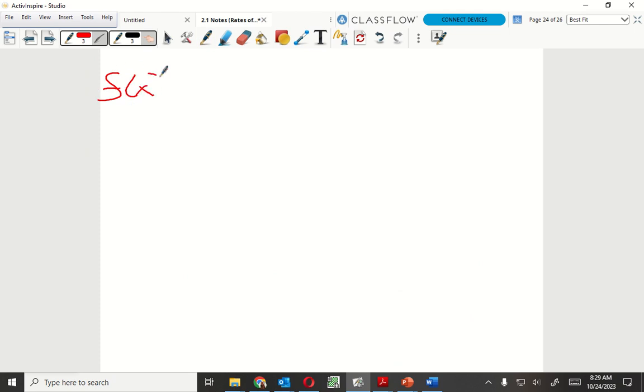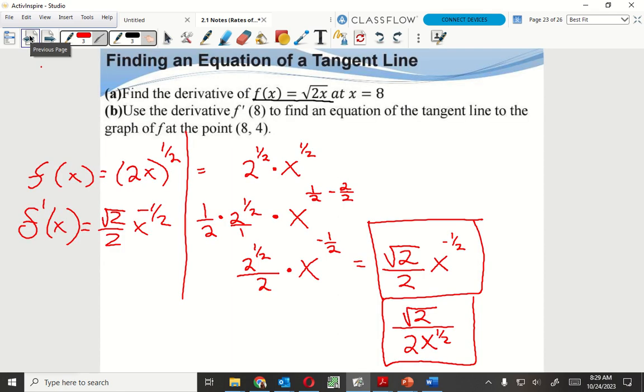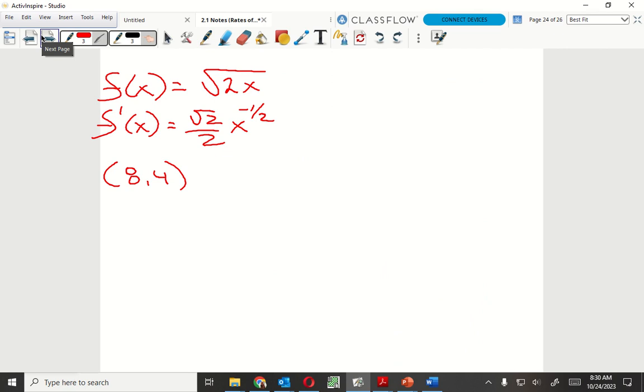My f prime of x is rad 2 over 2x to the -1/2, and my coordinate is 8, 4. Use the derivative of f prime at x equals 8. Find the equation of the tangent line to the graph at that point. So, let's go over here. Now, let's figure out what it is going to be when x is 8.